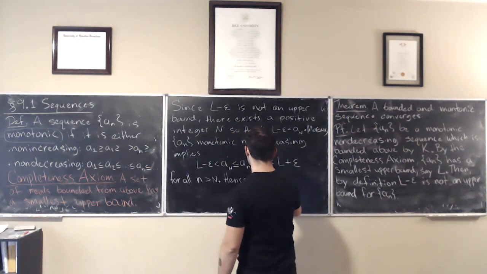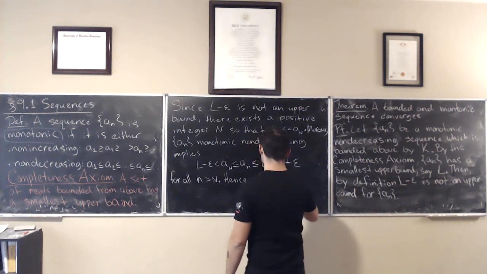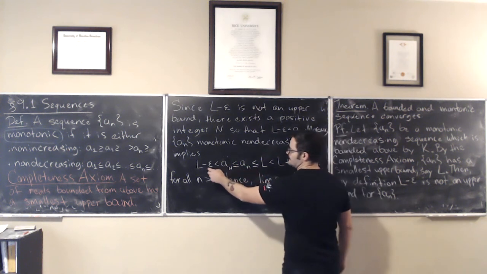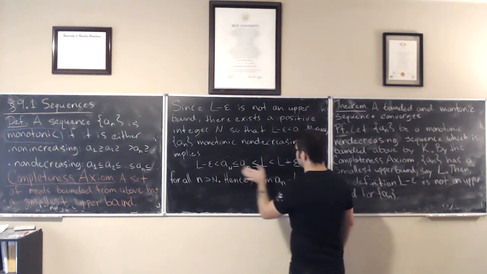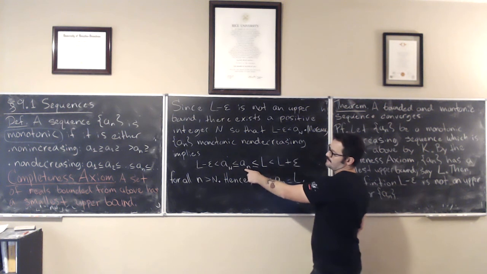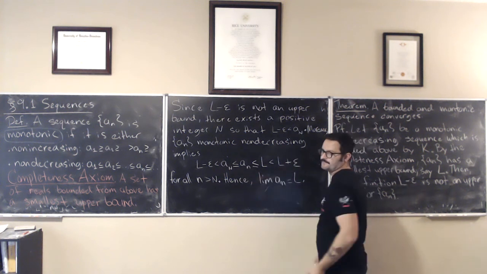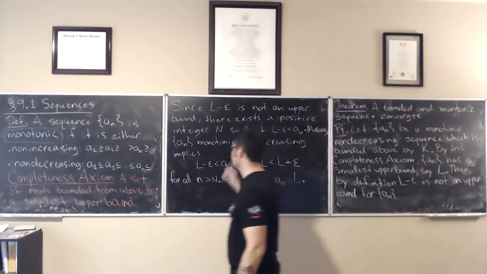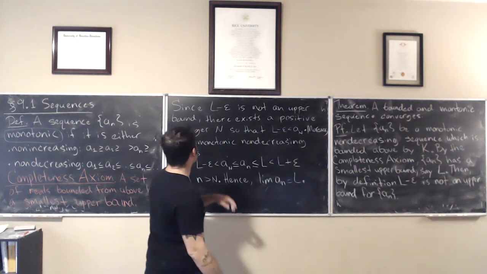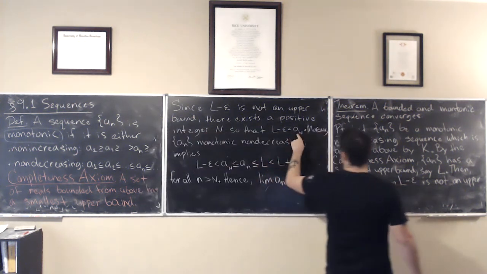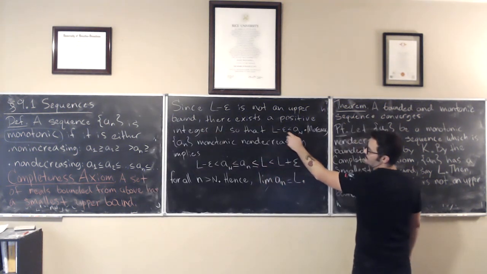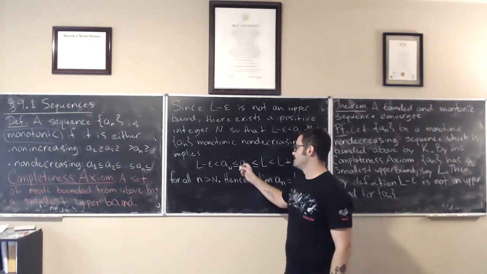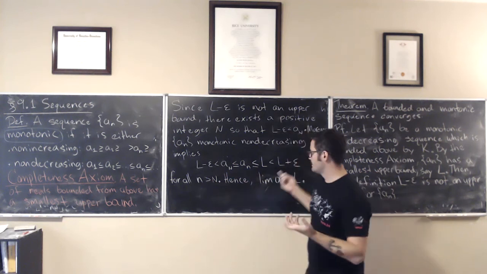Hence, the limit of a sub n converges to L, because it's in the interval between L minus epsilon and L plus epsilon. For any choice of epsilon, which means it converges. And for any choice of epsilon, we get that there is some first term that's greater than this, which implies this, which implies that the sequence is always within epsilon distance to L.